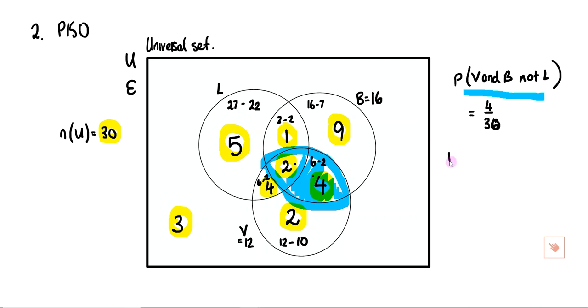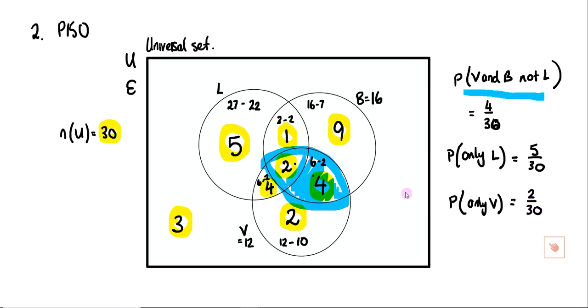What is the probability that they only play lacrosse? 5 from 30. Yeah. What is the probability that they play only volleyball? 2 from 30. 2 over 30.